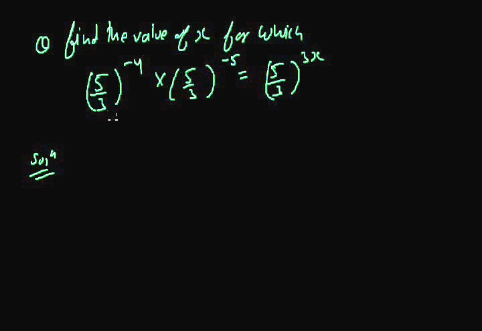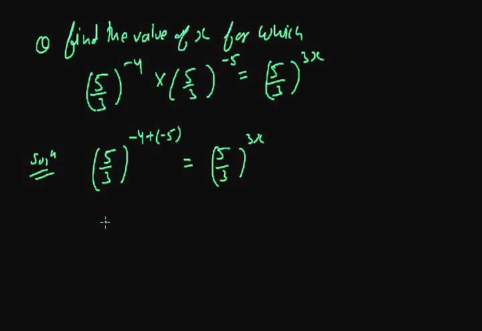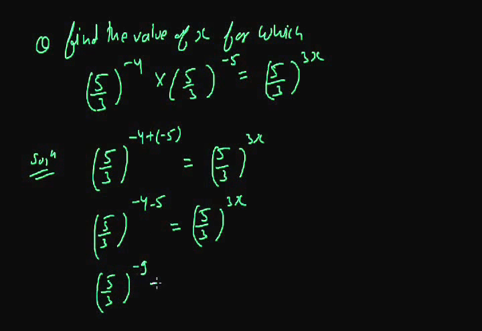So here we see that the bases are the same. On the left hand side we have the base 5/3 and on the right hand side we have the base 5/3. The bases are the same and they are multiplied, so the powers get added. So (5/3) raised to the power minus 4 plus minus 5, that is minus 4 minus 5, which is minus 9, is equal to (5/3) raised to the power 3x.